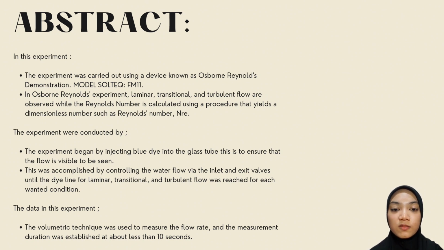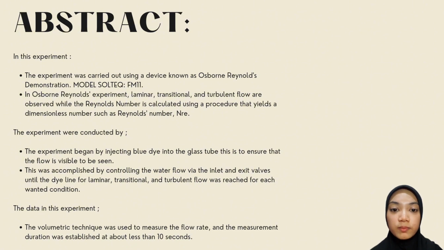In Osborne Reynolds' experiment, laminar, transitional, and turbulent flow are observed while the Reynolds number is calculated using a procedure that yields a dimensionless number such as Reynolds number. The experiment begins by injecting blue dye into the glass tube. This is to ensure that the flow is visible to the observer.